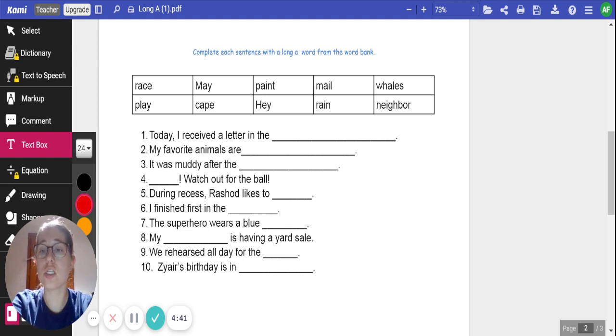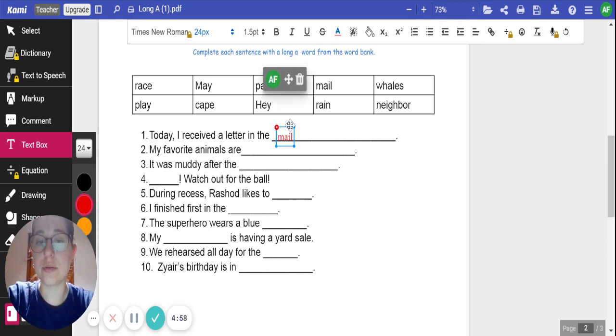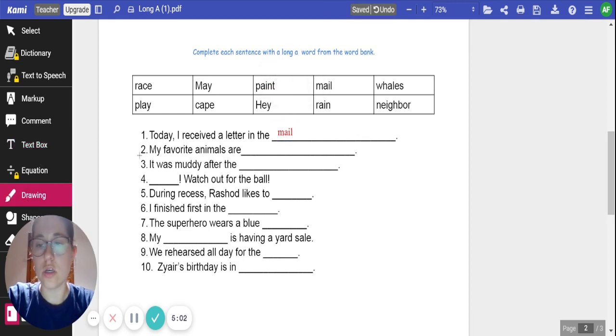Let's look up at our word box. We have race, may, paint, mail, whales, play, cape, hay, rain, and neighborhood. I think that mail fits best here. So next to number 1, go ahead and write mail, M-A-I-L. Also going to cross it off so I know that I have used it.